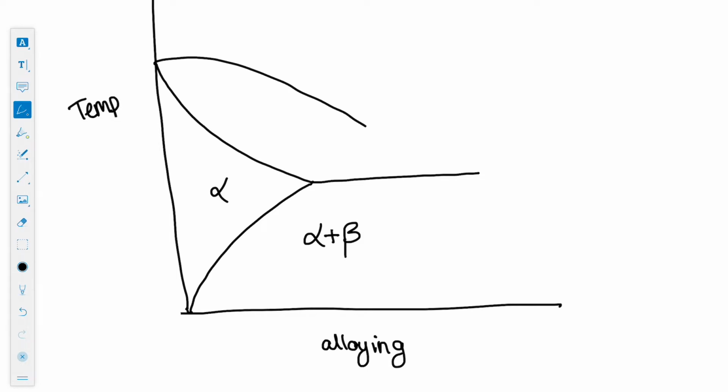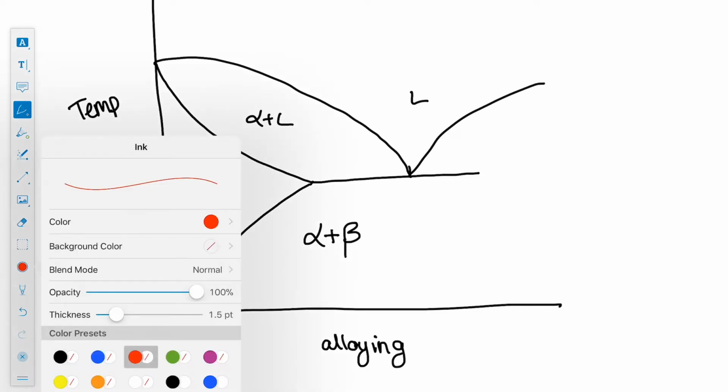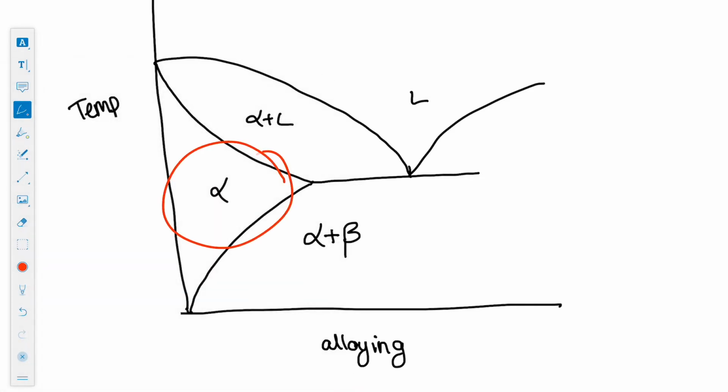And there's also some other regions. We have alpha and L, and we have an L up here. But what I really care about is these two when I'm talking about this particular case.